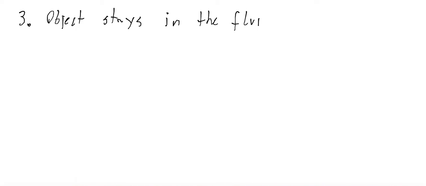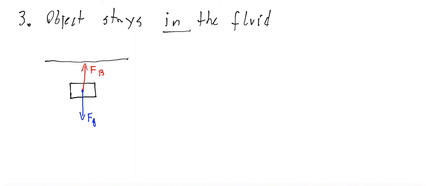Okay. Point number 3, object stays in the fluid. Not on the surface, inside the fluid, like a small fish. Okay, this is surface, and this is our object. When does object stay? Object, again, experiences two forces, gravitational force and buoyant force. And when these two forces are equal, then object is stationary or moves with constant speed, but let's assume that today object is stationary.